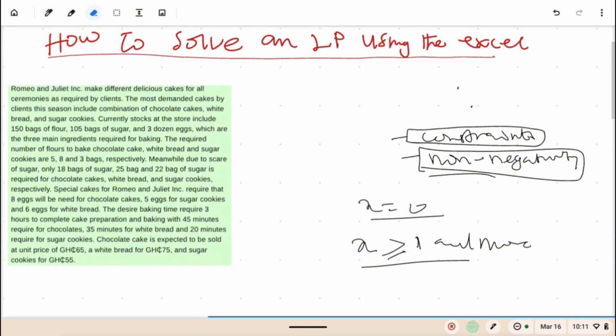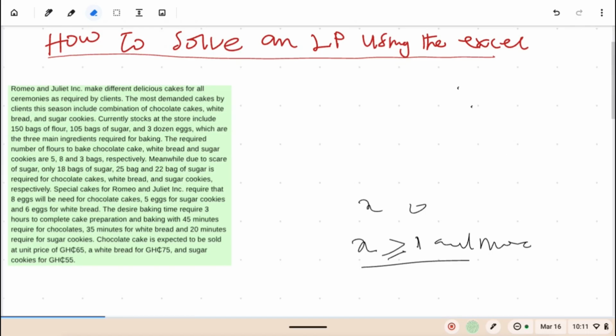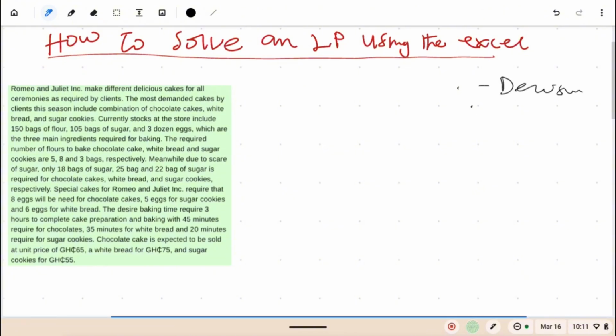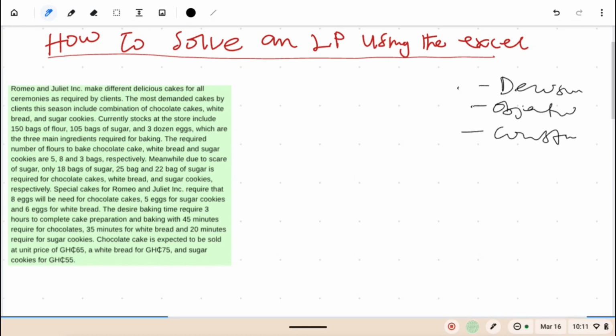So let's read this question and then start solving it. We are taking note of our decision variables, our objective function, the constraints, and the non-negativity constraint. So this question says Romeo and Juliet in comparison make different delicious cakes for all ceremonies as required by clients. The most demanded cakes by clients this session include a combination of chocolate cake, white bread, and sugar cakes.